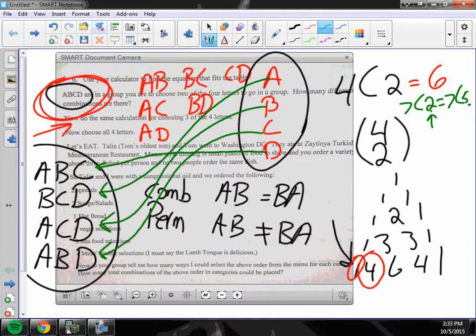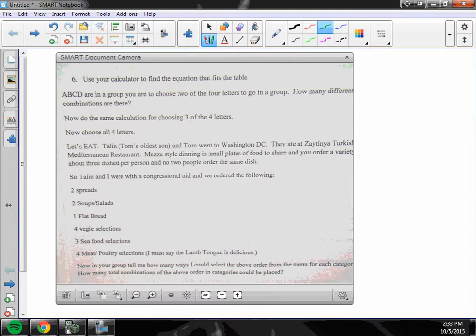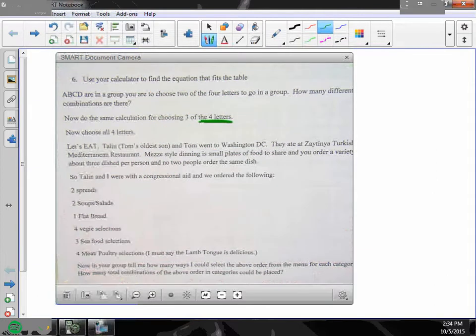It's going to be the same calculation, either way. Okay, so we need to answer, what about all 4 letters? 1. Why? The option is A, B, C, D. So choosing everything is exactly the same as choosing nothing, as far as possibilities go. Okay?